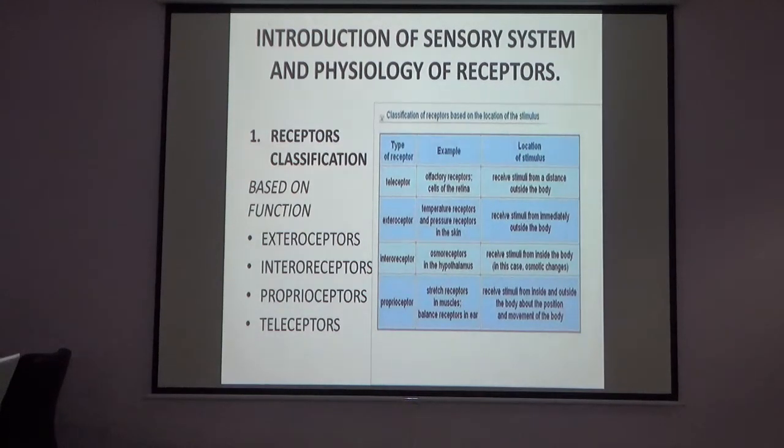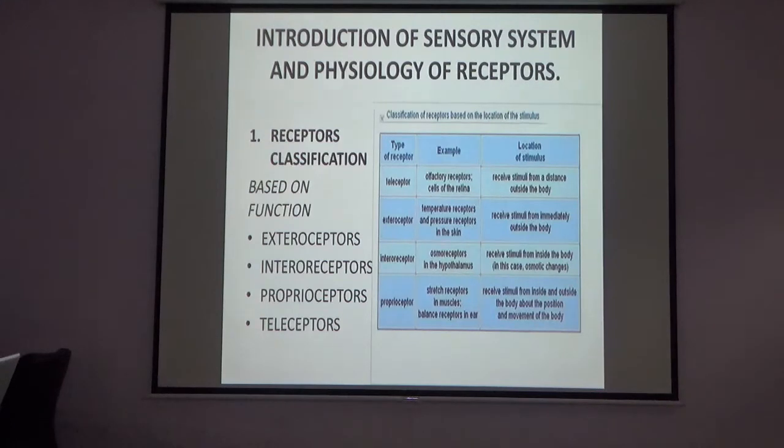So today we are going to start the second part of this chapter, that is Introduction of Sensory System and Physiology of Receptors. So today we are going to talk in detail about the physiology of receptors. First, what are receptors? Receptors are transducers that convert various forms of energy in the environment into the action potentials in the sensory neurons.